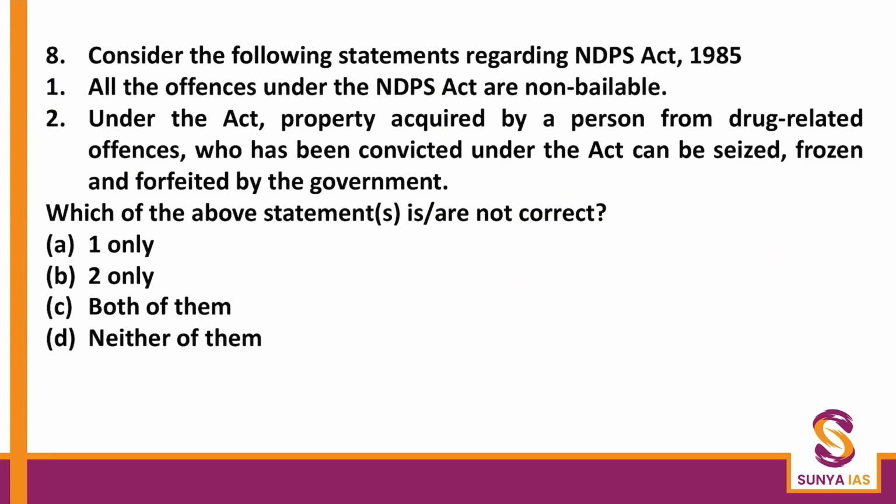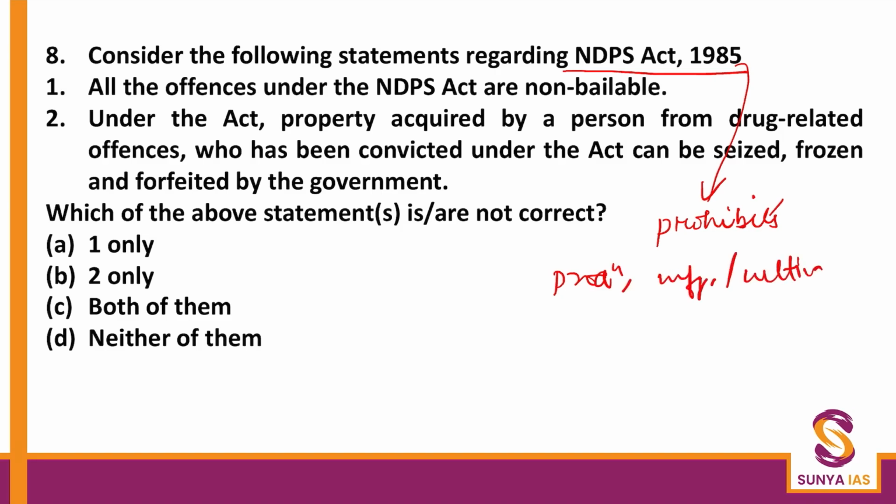Question number 8. Consider the following statements regarding the NDPS Act 1985. Narcotic Drugs and Psychotropic Substances Act 1985. Basically, class, this act prohibits a person from production, manufacturing, cultivation, possession, purchasing, transportation, consumption of any narcotic drugs or psychotropic substances. So therefore, it actually bans these kinds of uses.